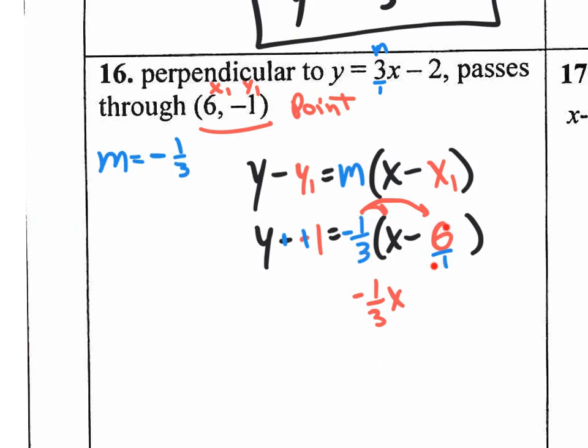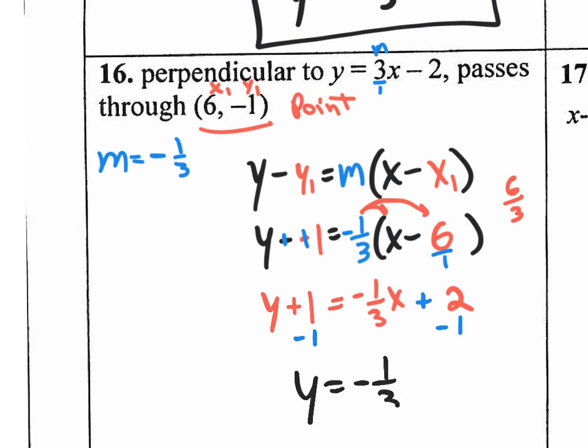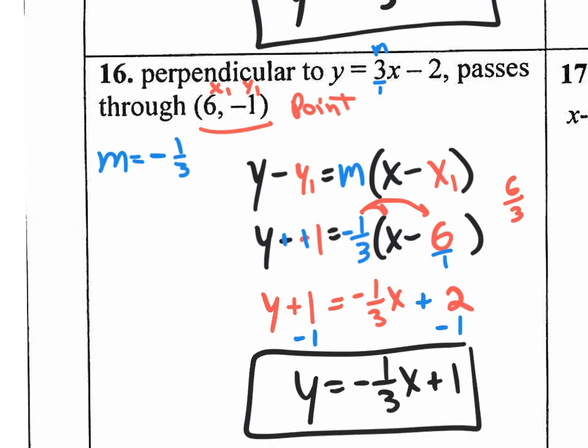1 times 6 is 6, and 3 times 1 is 3. So you're going to have a 6 over 3, which is 2. 6 divided by 3 is really 2. And of course, a negative times a negative is a positive. So we need a plus sign right here. Let's bring down everything else, the equal sign, the y plus 1. Final step would be to get rid of that plus 1 by subtracting 1 and subtracting 1. Final slope-intercept form equation is y equals negative 1/3 x plus 1. That's my slope-intercept form equation.